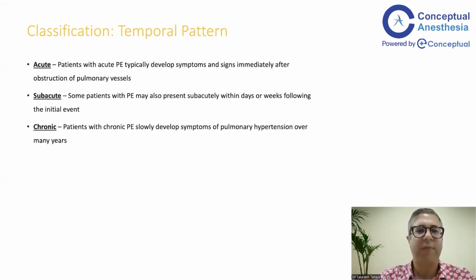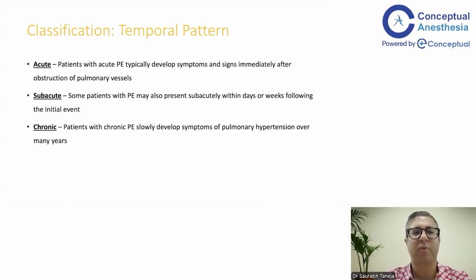So how do you classify pulmonary embolism? It can be classified by the temporal pattern, like acute. Patients with acute pulmonary embolism typically develop symptoms and signs immediately after. So here the keyword is immediately after. In subacute, it is after days or weeks, and in chronic, it is after many years, so months to years.